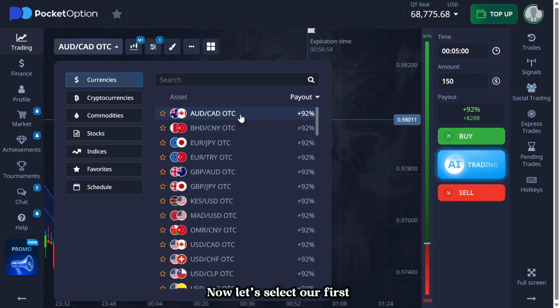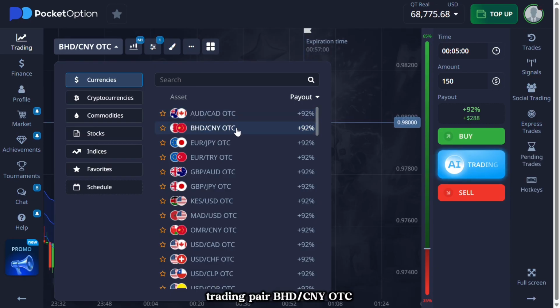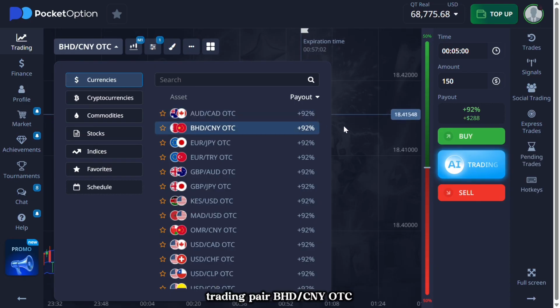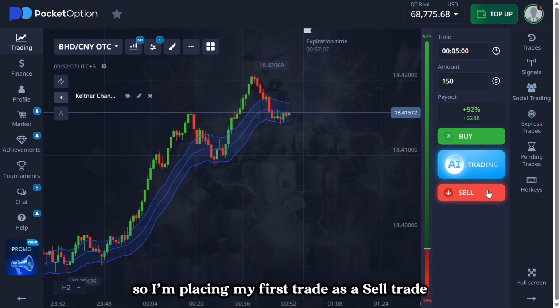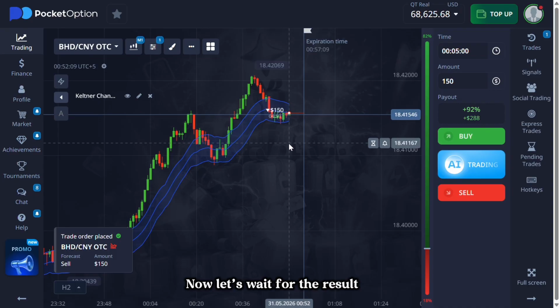Now let's select our first trading pair, BHD/CNY OTC. As you can see, we have received a sell signal here. So I'm placing my first trade as a sell trade. Now let's wait for the result.